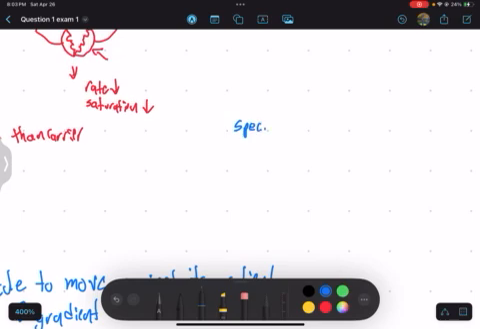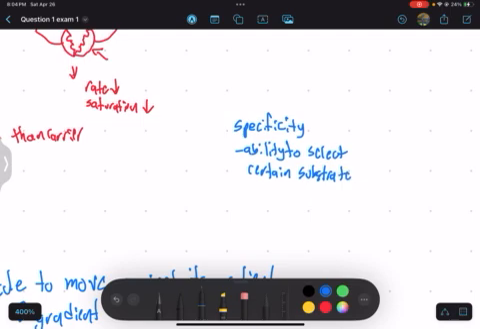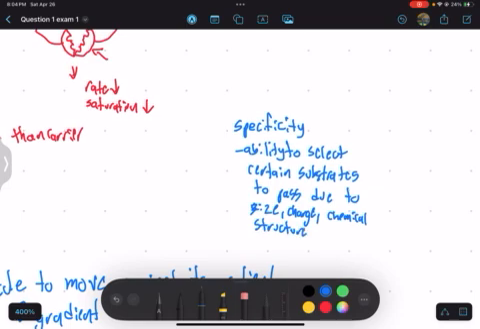And then as I talked a little bit about earlier, specificity is the ability to select certain substrates to pass due to size, charge, chemical structure, and there's a continual list of others as well.